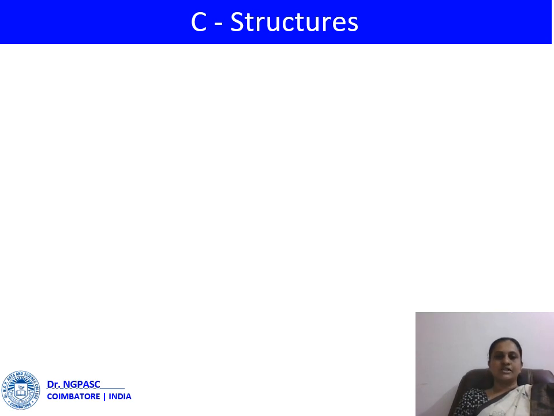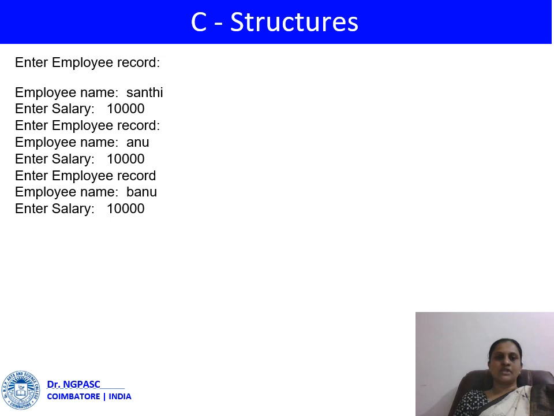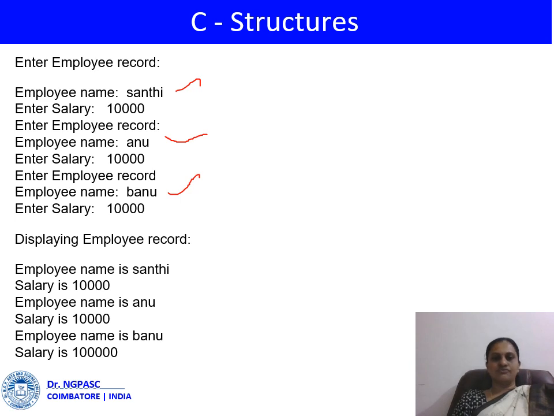Okay, so this is the output for the previous program. For the first one, I'm just entering the values, that is the name and salary for 3 employees. So this is the first employee, this is the second one, and this is the third one. So for three employees, I got the values, and after that I am displaying those values. So this is the output of the previous program.